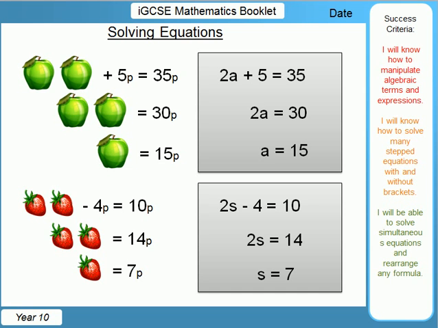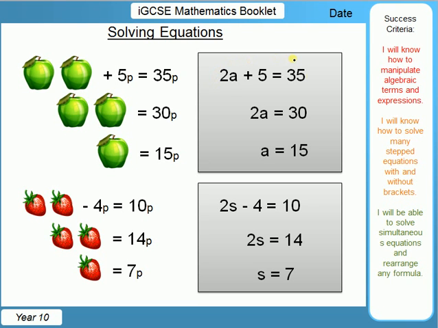Now these are two of the questions that we just saw in the starter. As you see, the apple is worth 15p and the strawberry is worth 7p. And what we've done in our head without realizing is solved a linear equation. We have here 2 apples. So we write down, instead of 2 apples, we write down 2a. So if we have 2 apples, we write 2a.